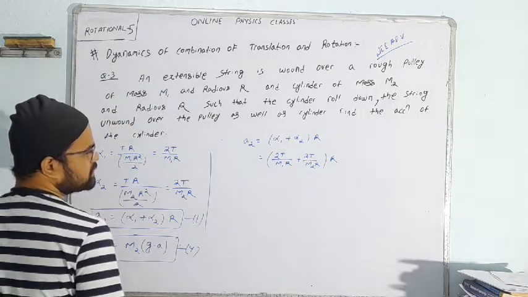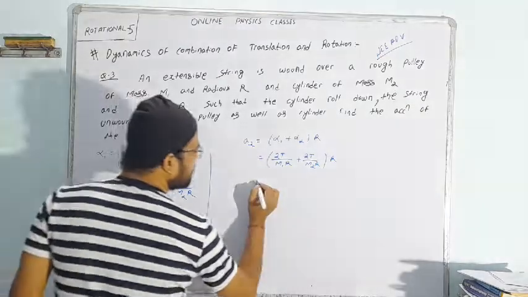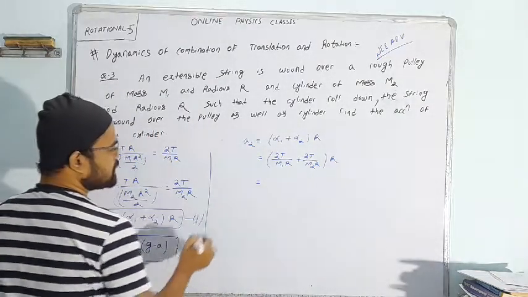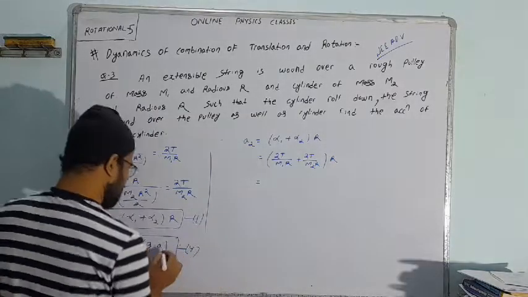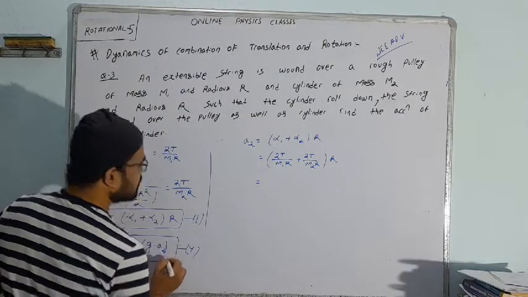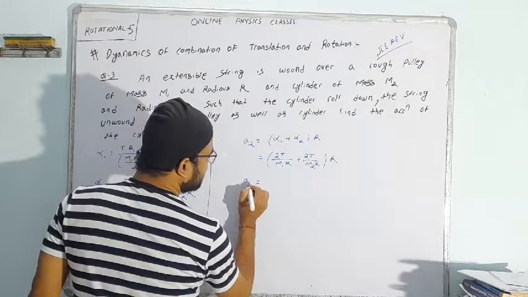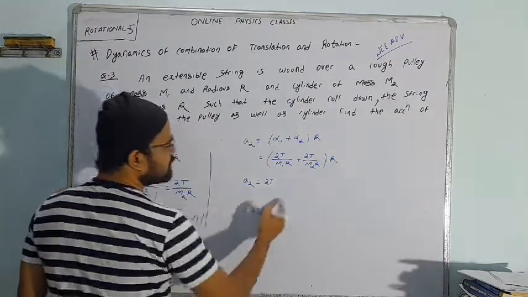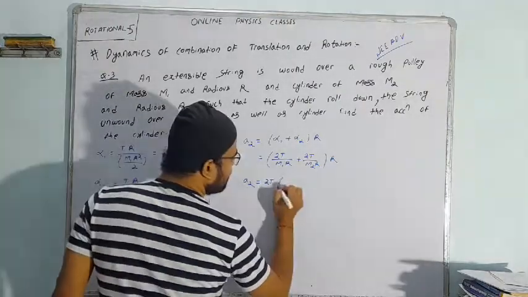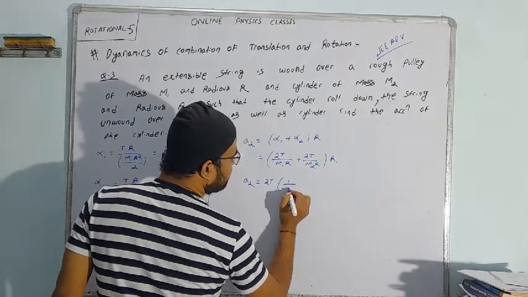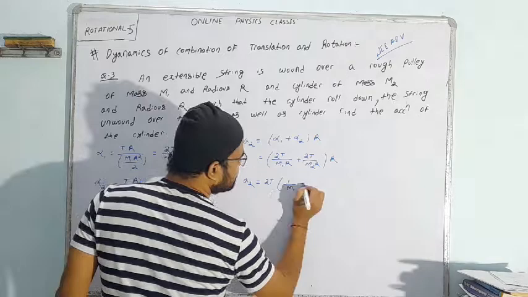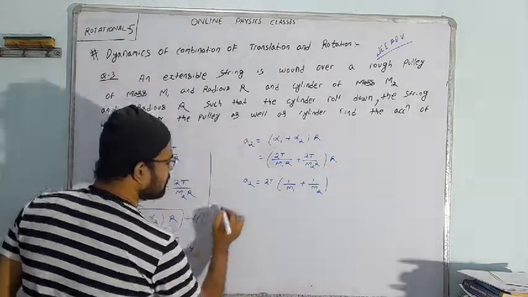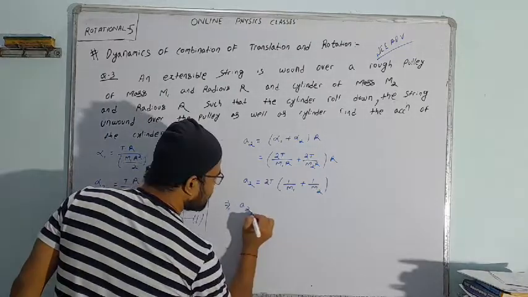So if you see this equation, 2t goes outside, this is m2g, a2, right? 2t goes outside and r cancels. This is 1 by m1 plus 1 by m2. Okay, this is equation a2.